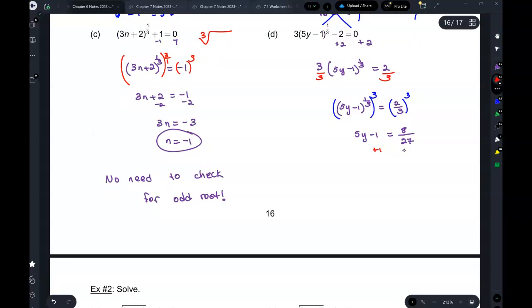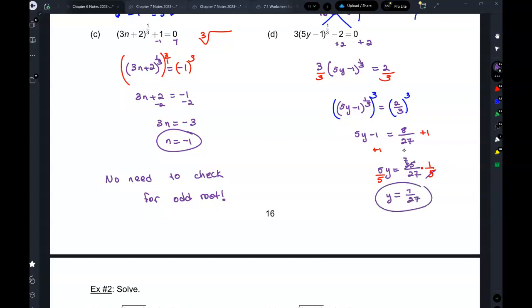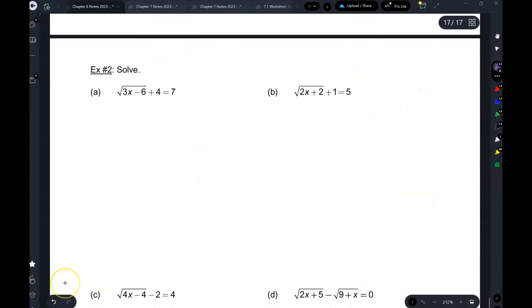Now, I'm going to add 1 to both sides. Okay, so go ahead and plug that in your calculator. What do you get? 8/27 plus 1. 35 over 27. Hang on. Now, divide by 5, which is the same as multiply by 1 over 5. So y is, these actually cancel. You get 7 over 27. Thank God there is no need to check. We're done.